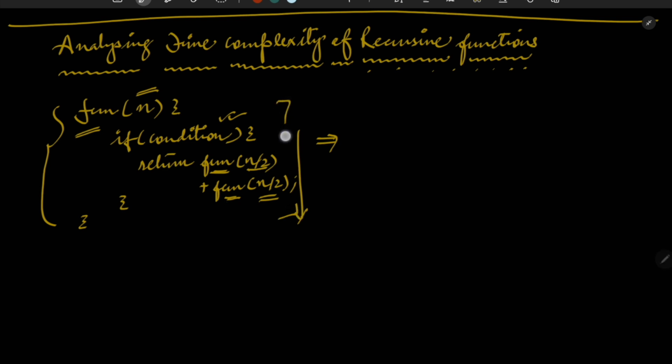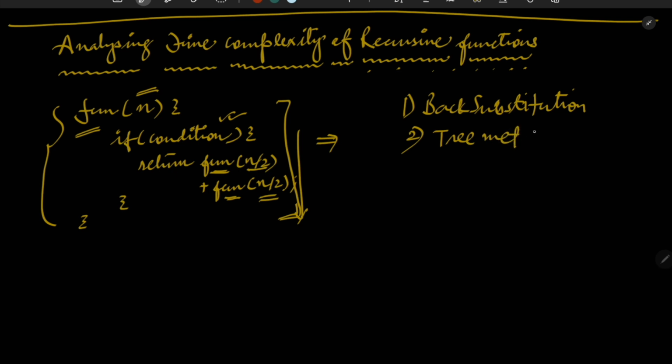So the way we do the analysis for recursive functions or recursive methods is very different from the way we did it for iterative algorithms. Before we go to that, there are three approaches to do a time complexity analysis for a recursive algorithm. The first one is called back substitution. That is what we are going to see now. The second one is the tree method, so basically we draw a recursive tree and do the analysis. And the third one is the use of the master's theorem.